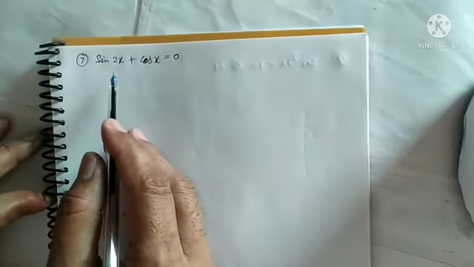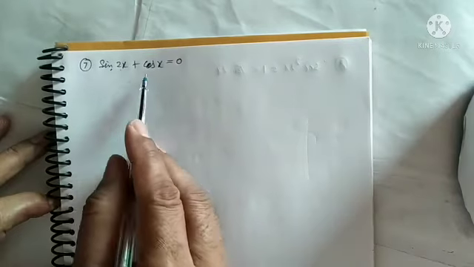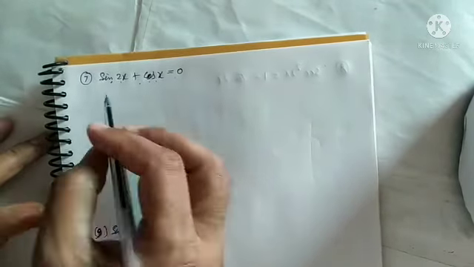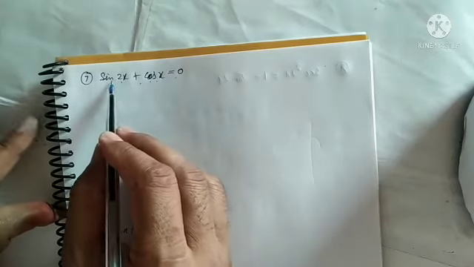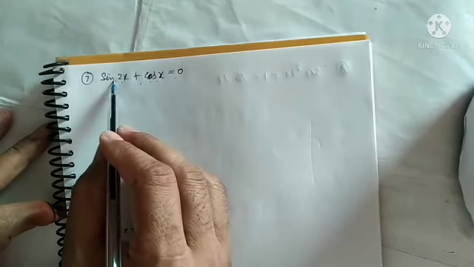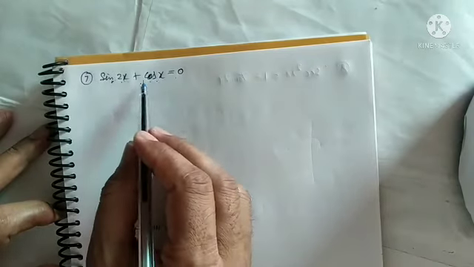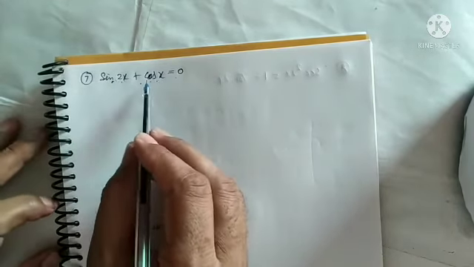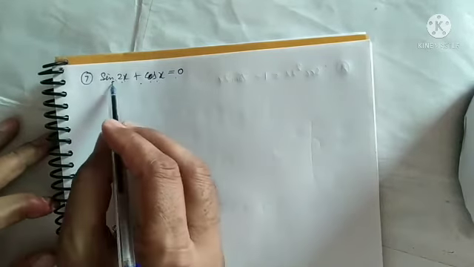Question number 7. Find the general solution for sin 2x plus cos x is equal to 0. It is very simple. Here we cannot apply the identities I taught you, the four identities: sin a plus sin b, sin a minus sin b, cos a plus cos b, and cos a minus cos b, because this is sin 2x and this is cos x.